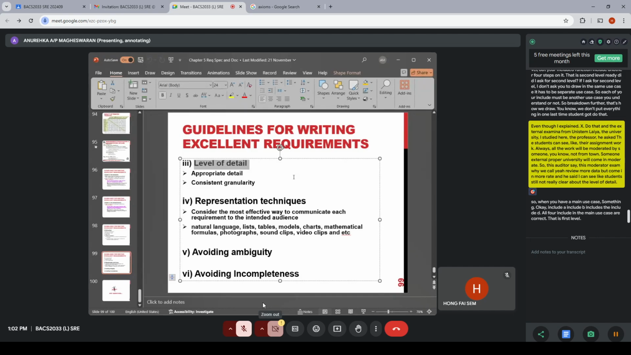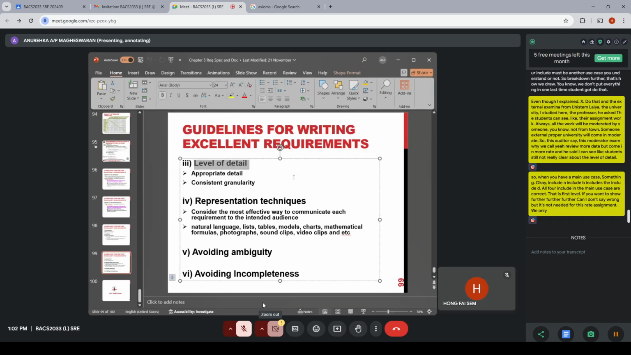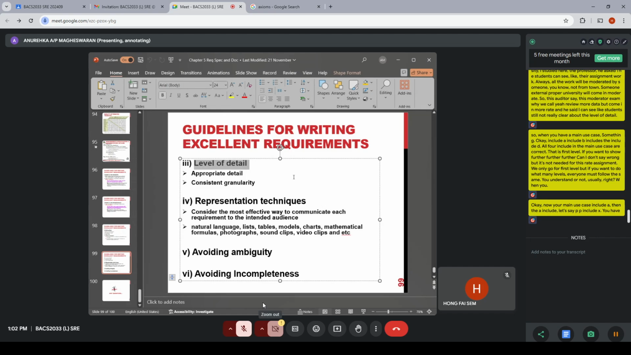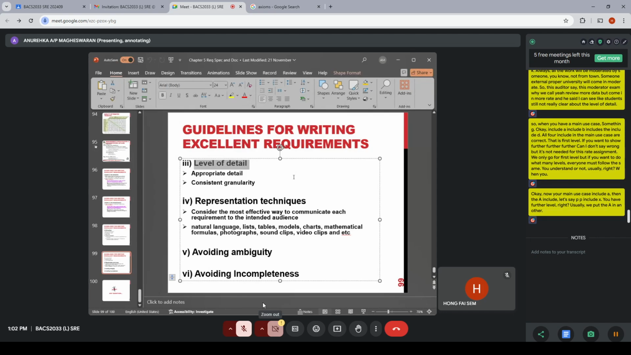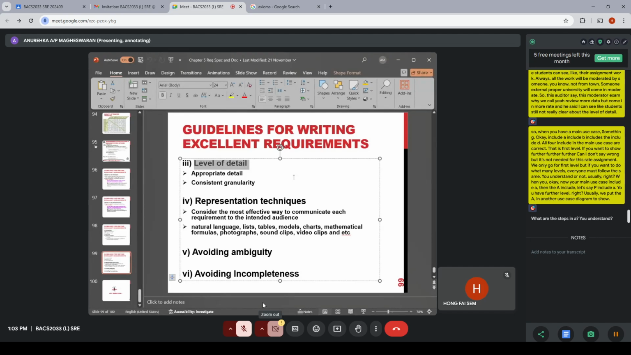That is first level. If you want to show further, can. I don't say wrong, but it's not needed for this assignment. We only go for first level. But if you want to do many levels, everyone must follow the same. You understand or not? Usually, now your main use case includes A, then A includes, let's say, P, and X. You have a further level, right? Usually, we put A in another use case diagram to show what the steps in A are. You understand or not? Separate diagram.